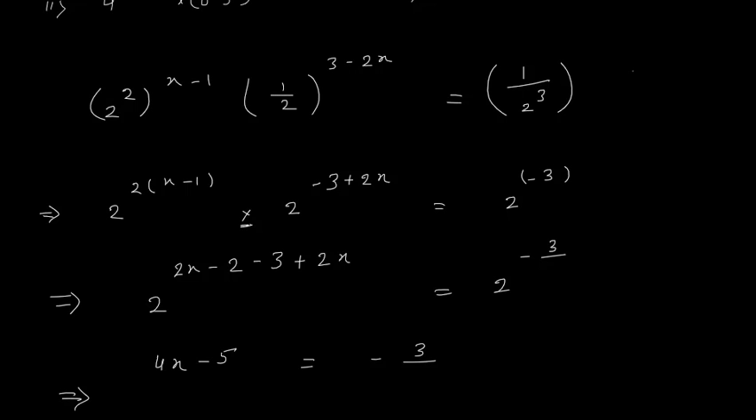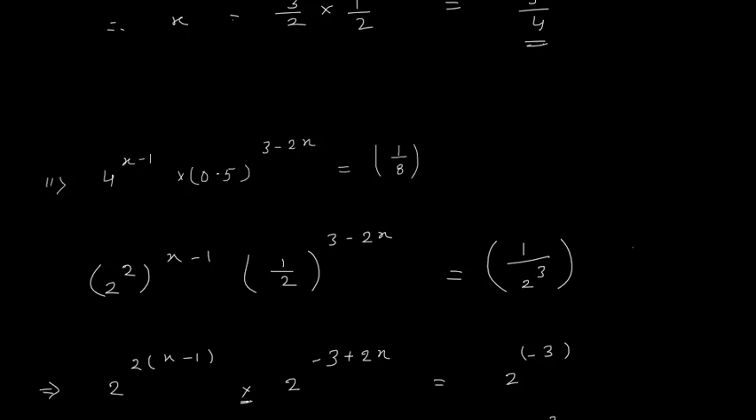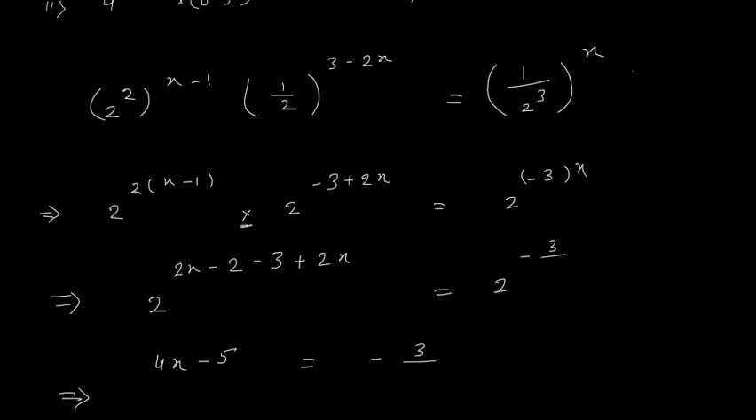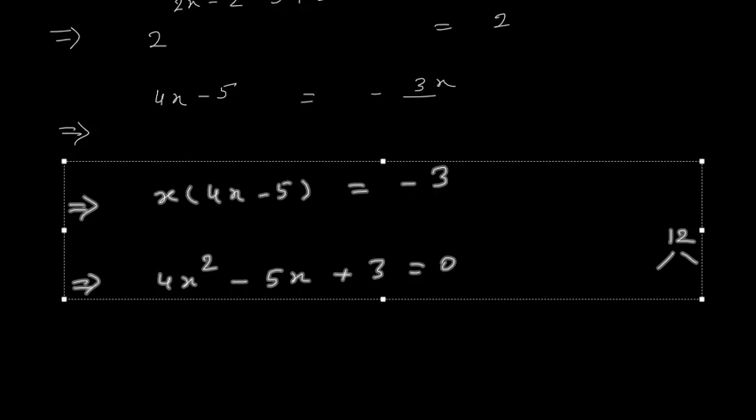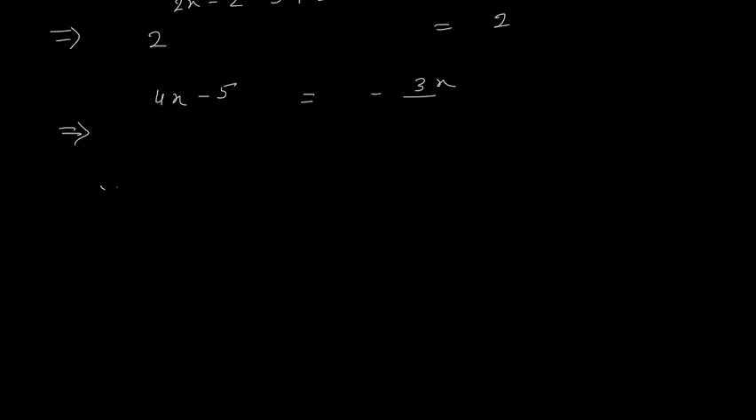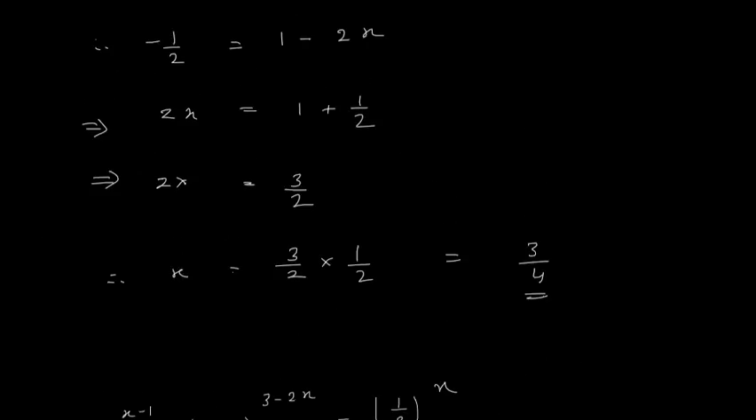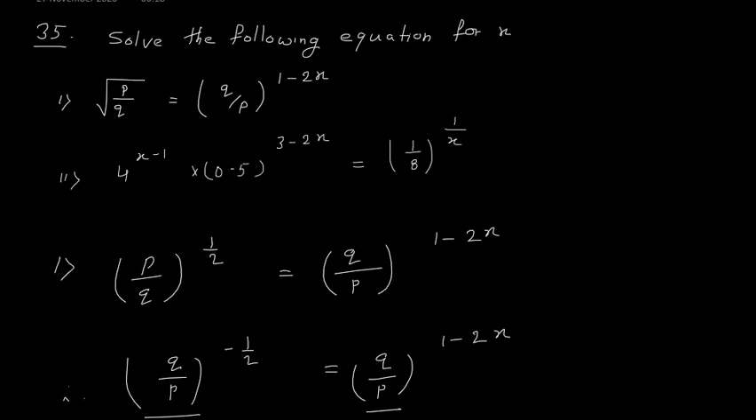So here it will become power x, here it will be power x, so it becomes minus 3x. Now it is easy to solve, there is no quadratic form, so therefore we have 4x plus 3x is equals to, this minus 5 will go on right hand side and it will become plus 5. Therefore 7x is equals to 5. Therefore x is equals to 5 upon 7. So the value of x is 5 upon 7. We got the value of x, 5 upon 7.